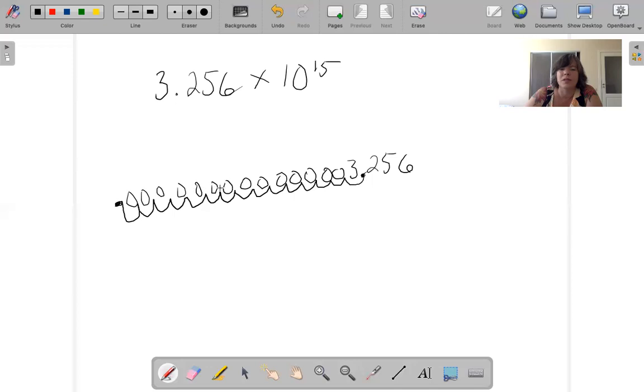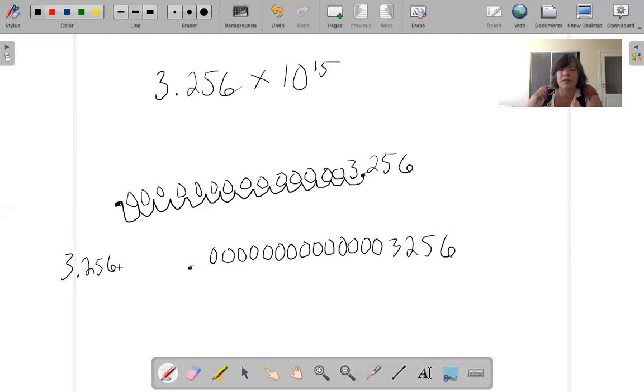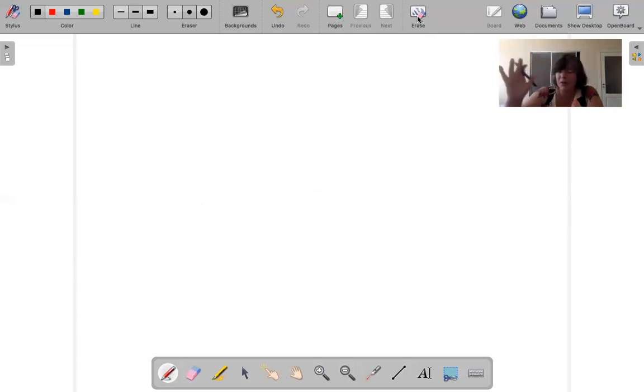1, 2, 3, 4, 5, 6, 7, 8, 9, 10, 11, 12, 13, 14, then 3, 2, 5, 6. 3.256 times 10 to the negative 15th equals this teeny, teeny, tiny little bitty number. But this number is still bigger than 0, because 0 goes on forever and ever. It's only zeros. All right, one more and then we're finished.